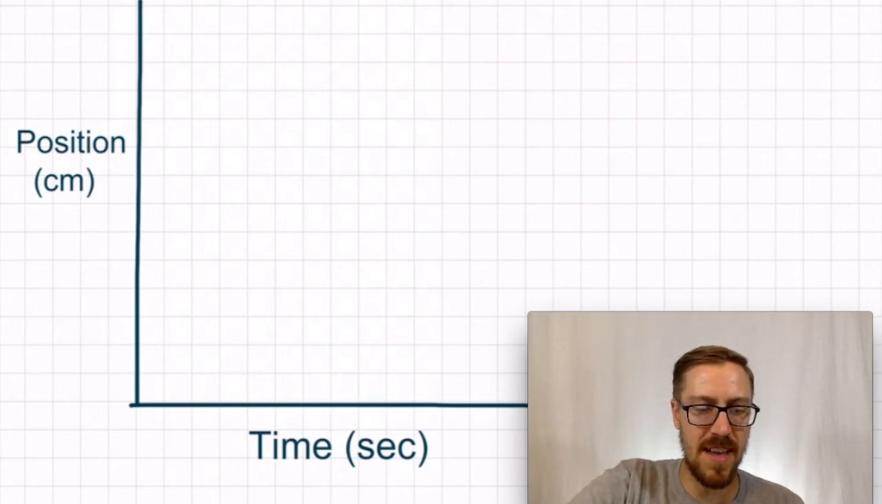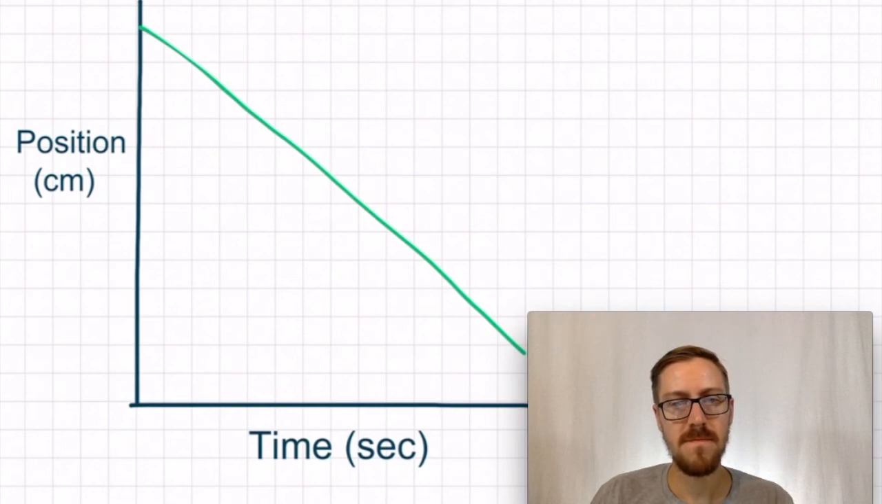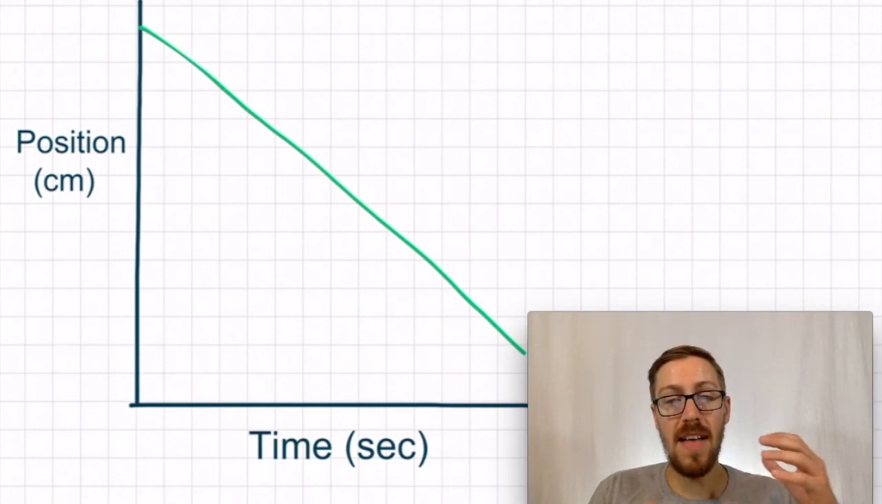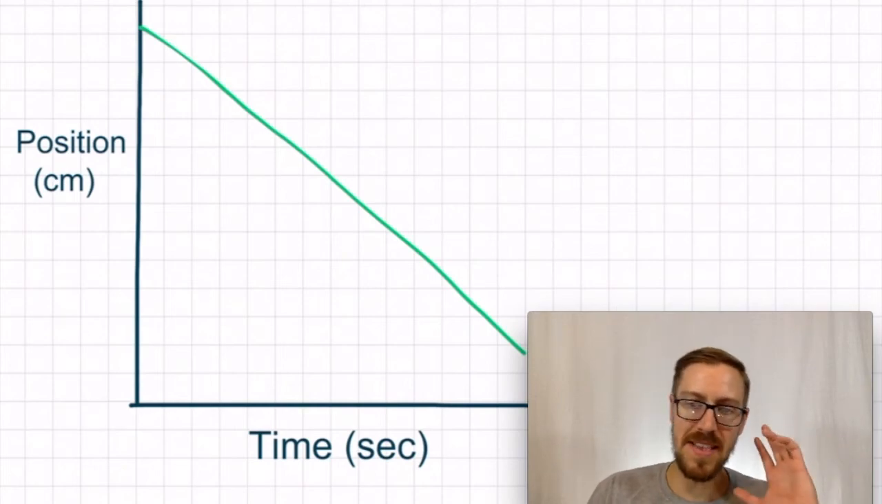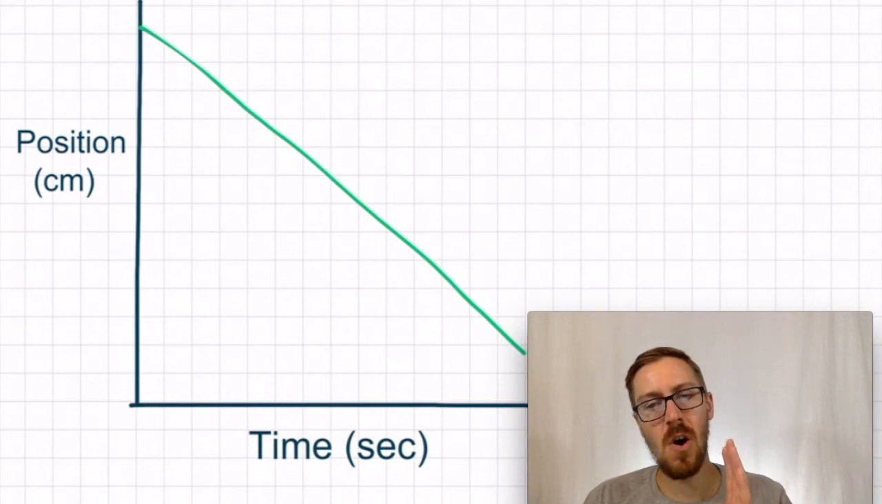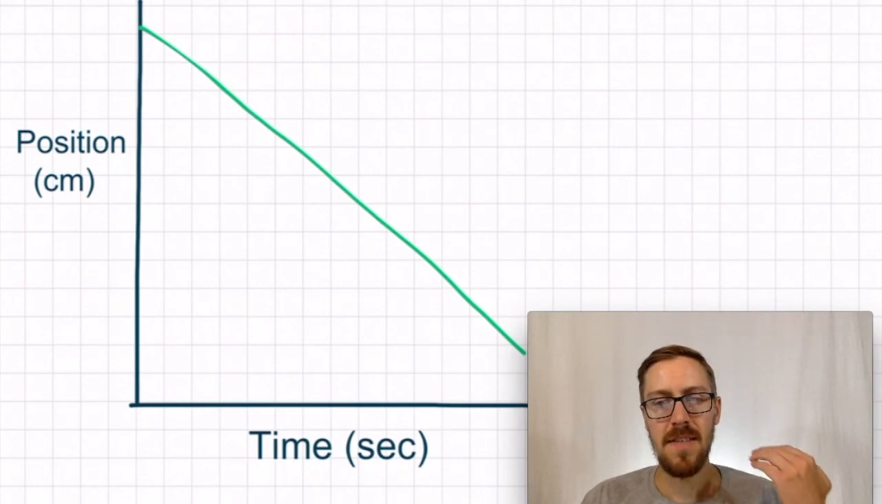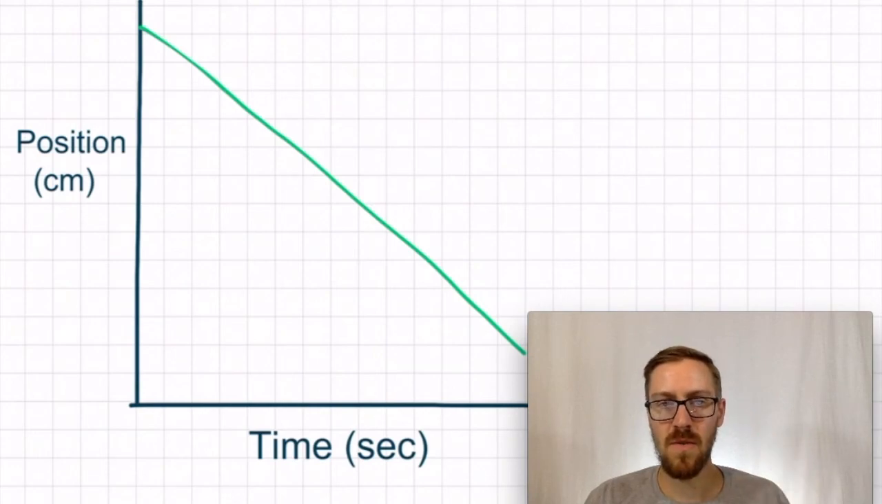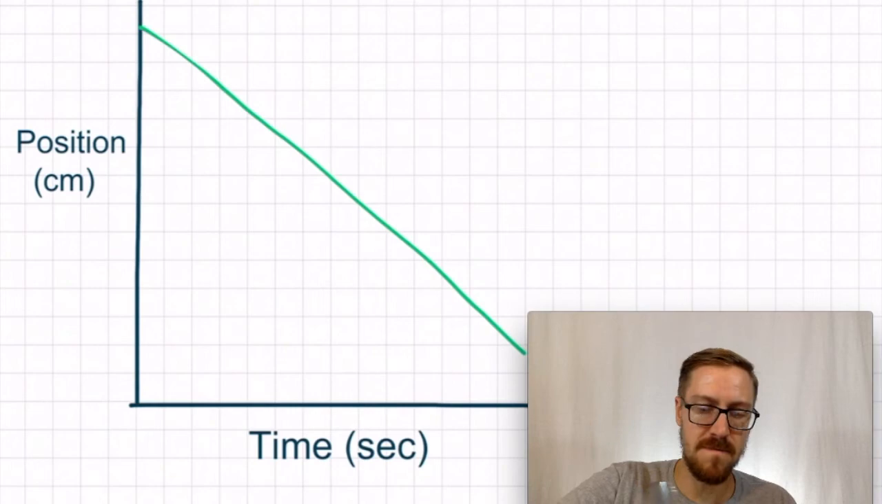One looks like this. That line is going down, which means it's going toward the observer. And it's not that steep, which means it's not that fast. Low slope, gentle slope going down. If I were going to put this in words, I would say this object is moving toward our observer at a slow rate.